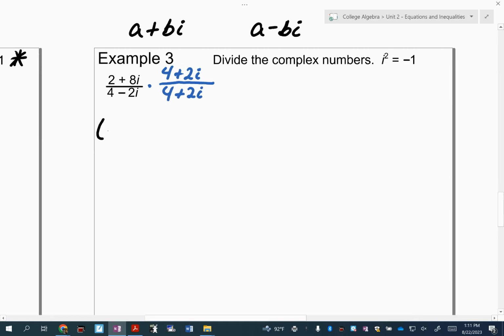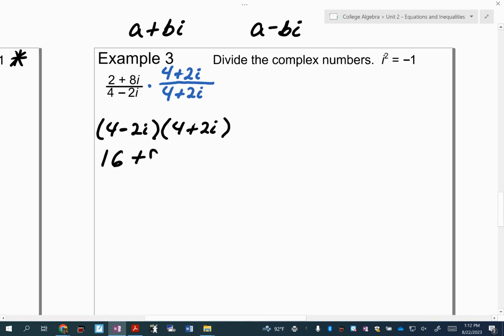I like to do the bottoms first, just because the whole point of doing this is to get rid of the imaginary piece in the denominator. So you'll notice when I multiply this out, I'm going to show all the work, but as I do more and more of these, I actually don't show the middle pieces because I know, because these are conjugates, they're going to make 0 for my imaginary piece. So here we go. 4 times 4, 16.